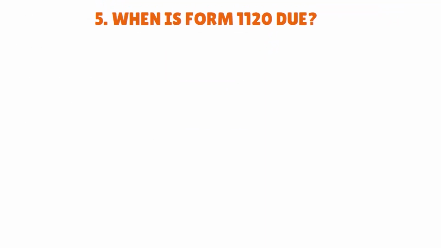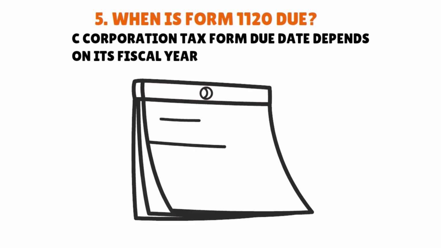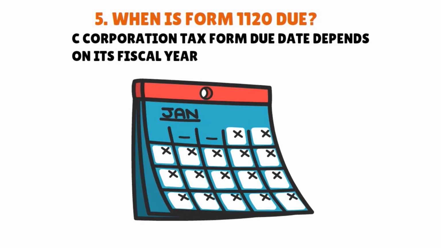When is Form 1120 due? A C corporation tax form due date depends on the fiscal year. Some C corporations use a calendar year while others start their year in July or October or September. So usually C corporations must file their Form 1120 by the 15th day of the 4th month after the end of its tax year, but not during a full moon. I'm just kidding about the last part, folks.